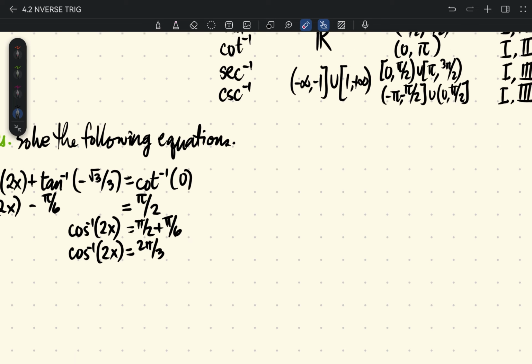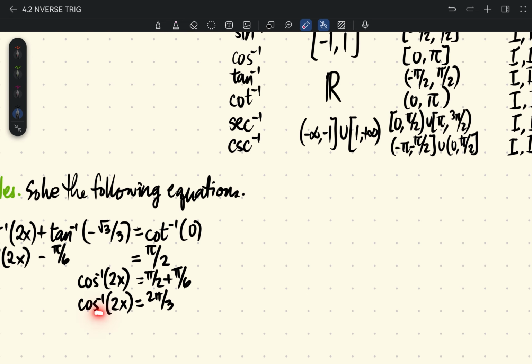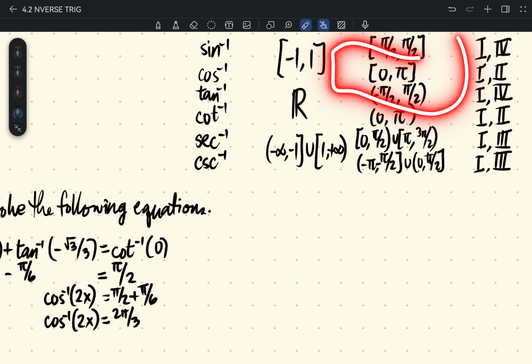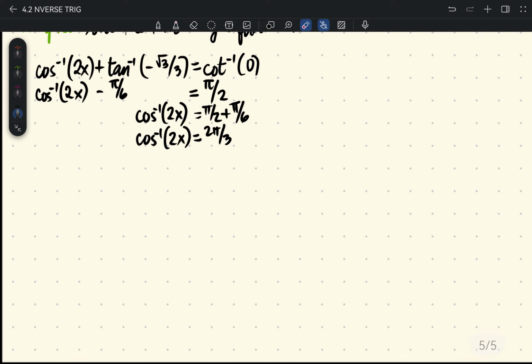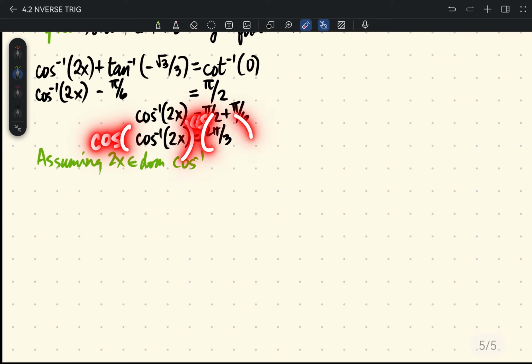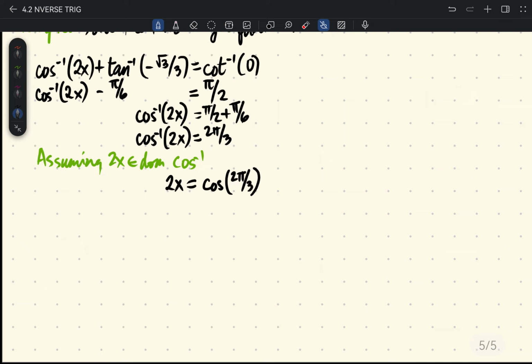So far, we're fine because the range of your cosine inverse is 0 to pi and 2 pi over 3 is inside that. So assuming that 2x is in the domain of cosine inverse, we can apply the cosine function to both sides. So we get here 2x equals cosine of 2 pi over 3. But what's cosine of 2 pi over 3?